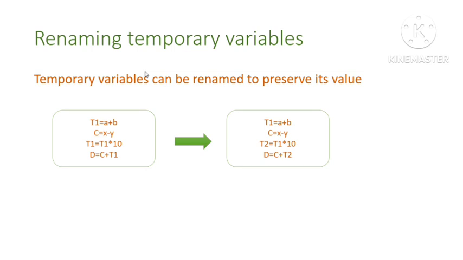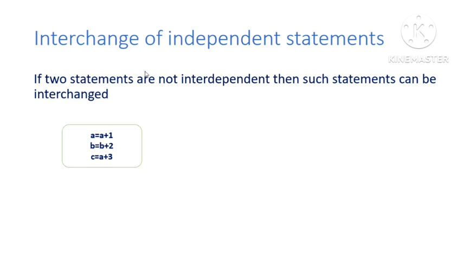And the last one, the fourth one, is called interchange of independent statements. When two statements are not interdependent, such statements can be interchanged. Okay, so now, A equal to A plus 1, we take a basic block, B equal to B plus 2, and C equal to A plus 3.